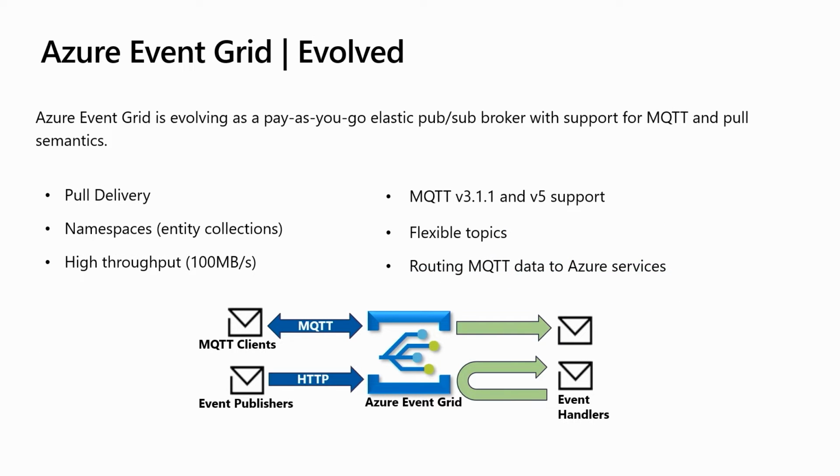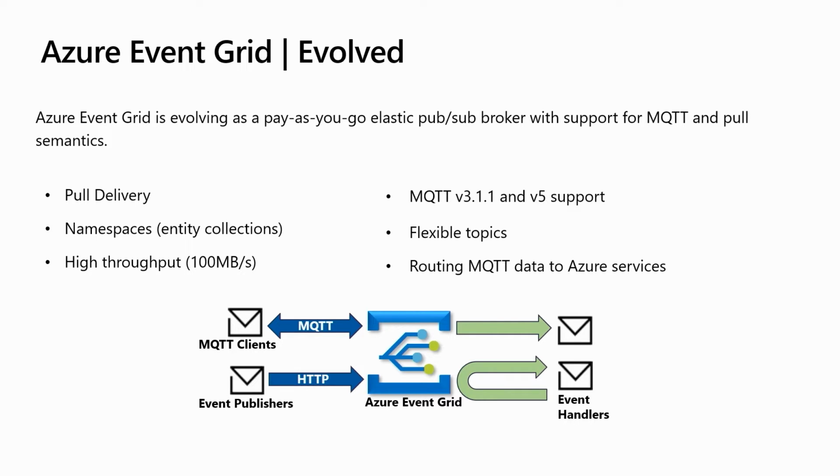Azure Event Grid is evolving as a pay-as-you-go elastic pub sub broker with support for MQTT and pull semantics. So this is something really new for Event Grid, where we're enabling different capabilities. Event Grid is our modern elastic event broker in the cloud. We're going to add pull delivery. So today we do push. Now we'll be able to get the messages at the rate that you want to consume them.